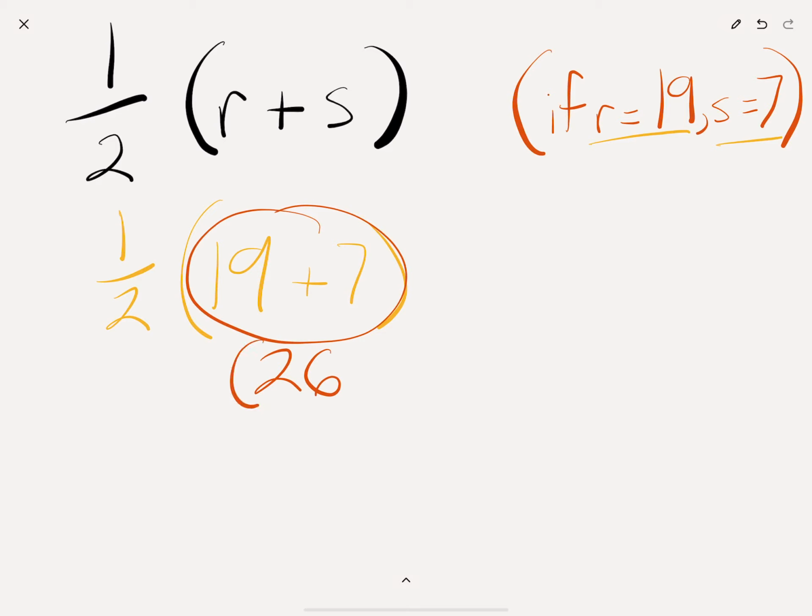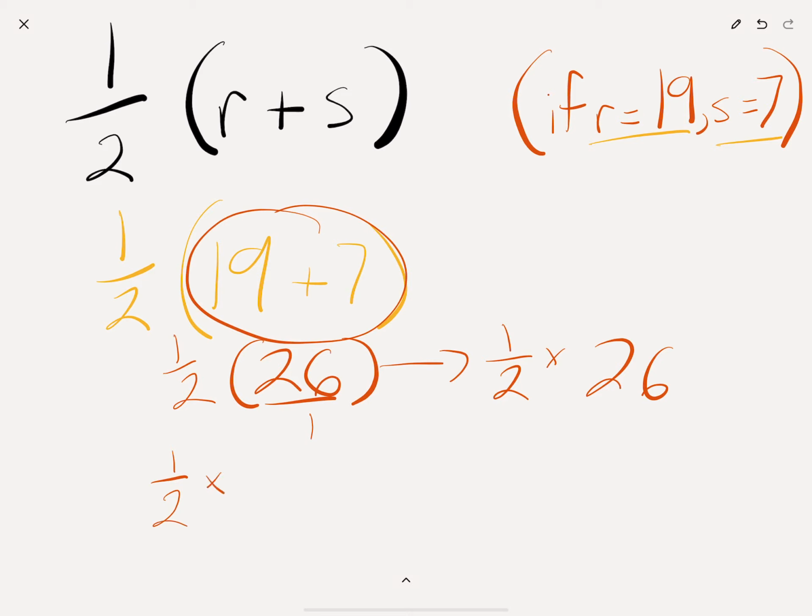Okay, 26. Now, there's nothing else to do within the parentheses, but I'm going to put the parentheses here because I do have this 1/2 times whatever is in parentheses. If you wanted to write it like 1/2 times 26, that wouldn't hurt anything. Okay, so going back to how we multiply fractions in our last lesson, we're going to make this whole number into a fraction. So let's rewrite this as 1/2 times 26 over 1, because any whole number over 1 is simply the same value. 26 is equal to 26 over 1.